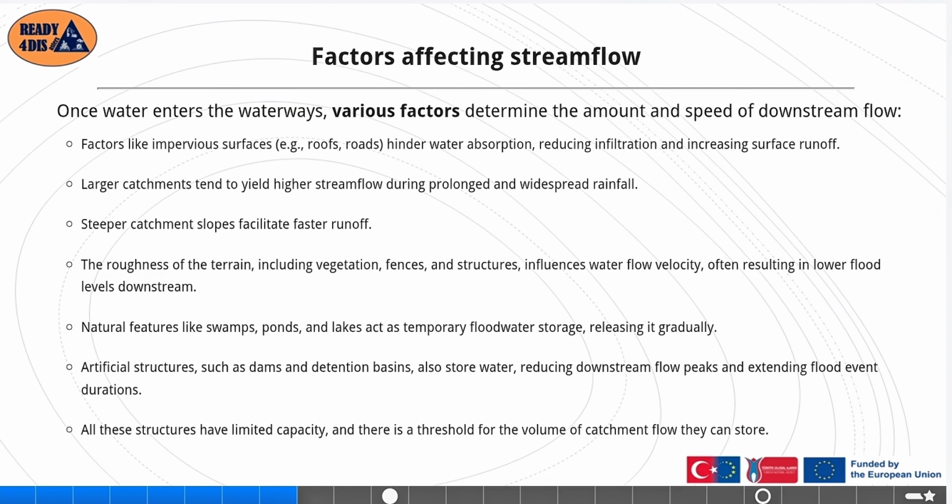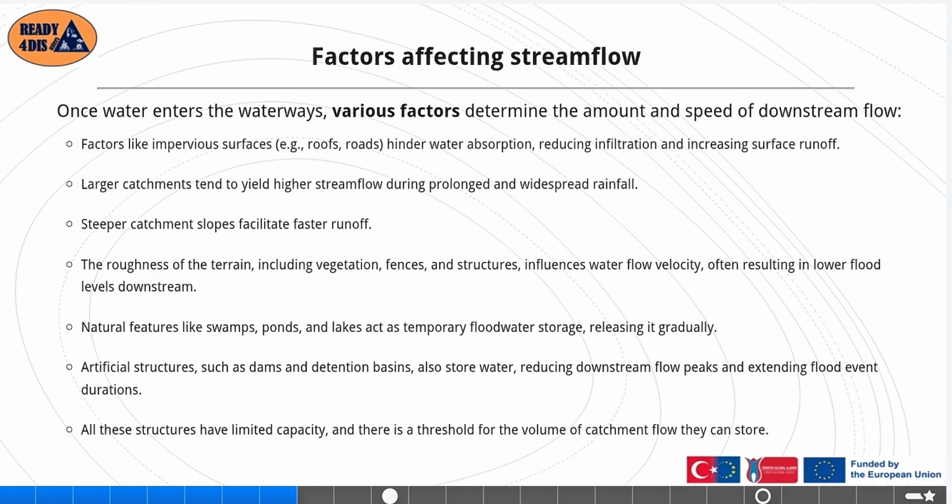This slide explains the factors affecting stream flow, which determine how much and how fast water moves through natural waterways after rainfall. Once water enters rivers or streams, several elements influence the downstream flow. Impervious surfaces, like roofs and roads, prevent absorption, leading to more runoff. Larger catchment areas result in greater stream flow during extended rainfall. Steep slopes in the terrain accelerate the movement of water. Vegetation, fences, and surface roughness slow down the flow, which can reduce flooding further downstream.